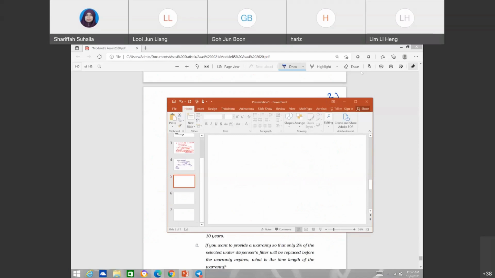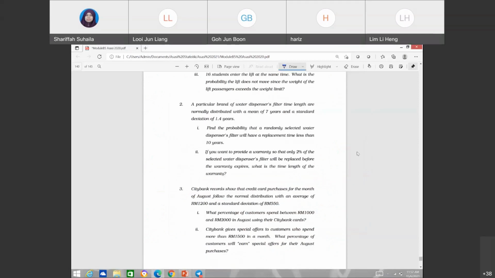Okay, question number 2. So you have a particular brand of water dispenser. Filter time length is normally distributed with a mean of 7 years, standard deviation 1.4. When you read the question, sometimes it gives standard deviation. That means you will write X normal, mu, 1.4 squared. Don't write just 1.4, because the space is for mu and sigma squared. You can compute the square value or just write 1.4 squared.